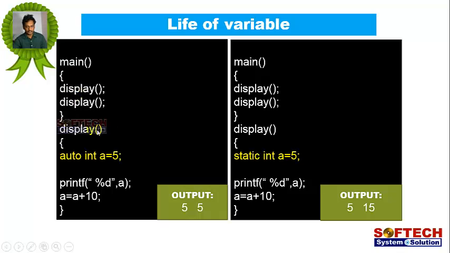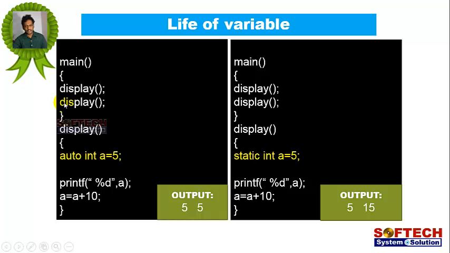If we enter the function, it creates new memory. So display 5, assign 15. When it comes out of this function, the memory is released. At the time of exit from the function, the memory is automatically released, so the value is also removed.